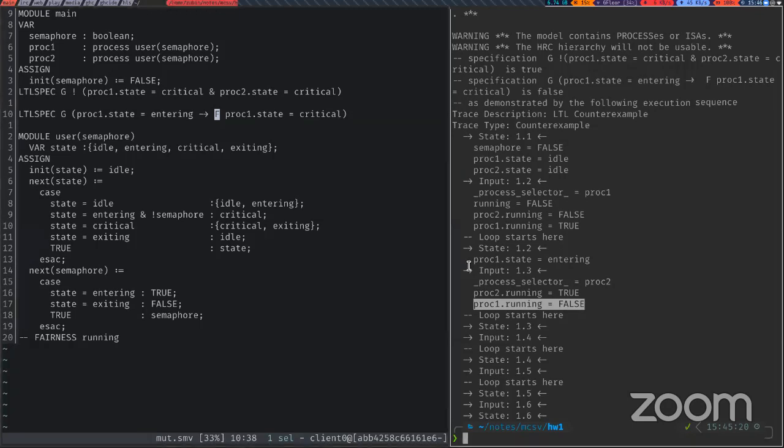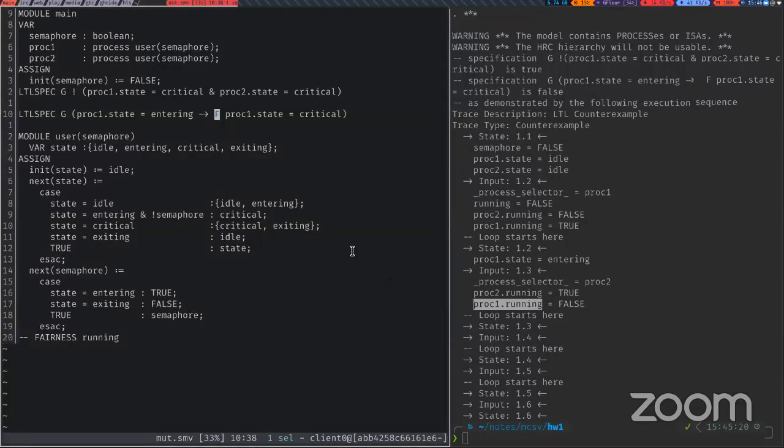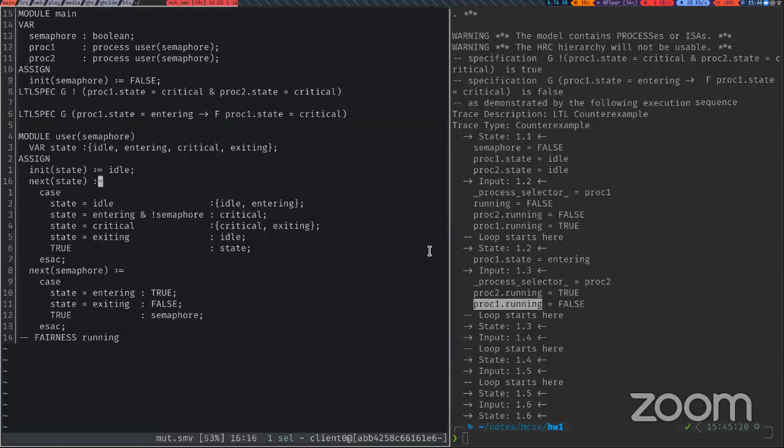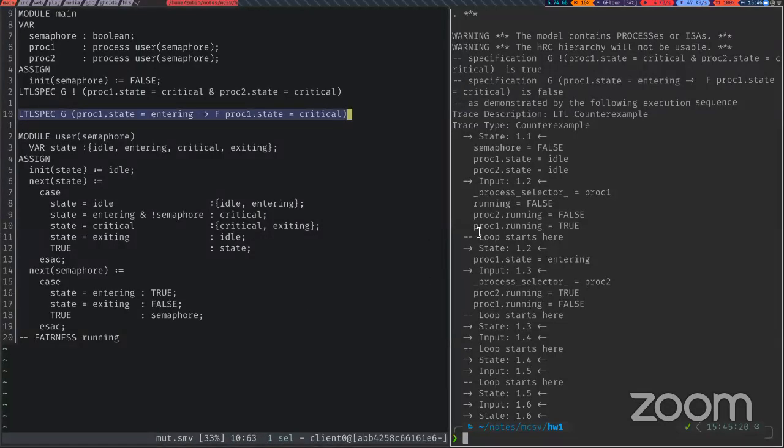If you notice in this output over here, this counterexample is that process 1 goes into the entering state, but after this it doesn't take any further transitions. It doesn't try to get into the critical section at all, because it never runs after this. So in that case, this property is clearly violated. Over here, if we see in the output, we see the special variable running, which is not anywhere.